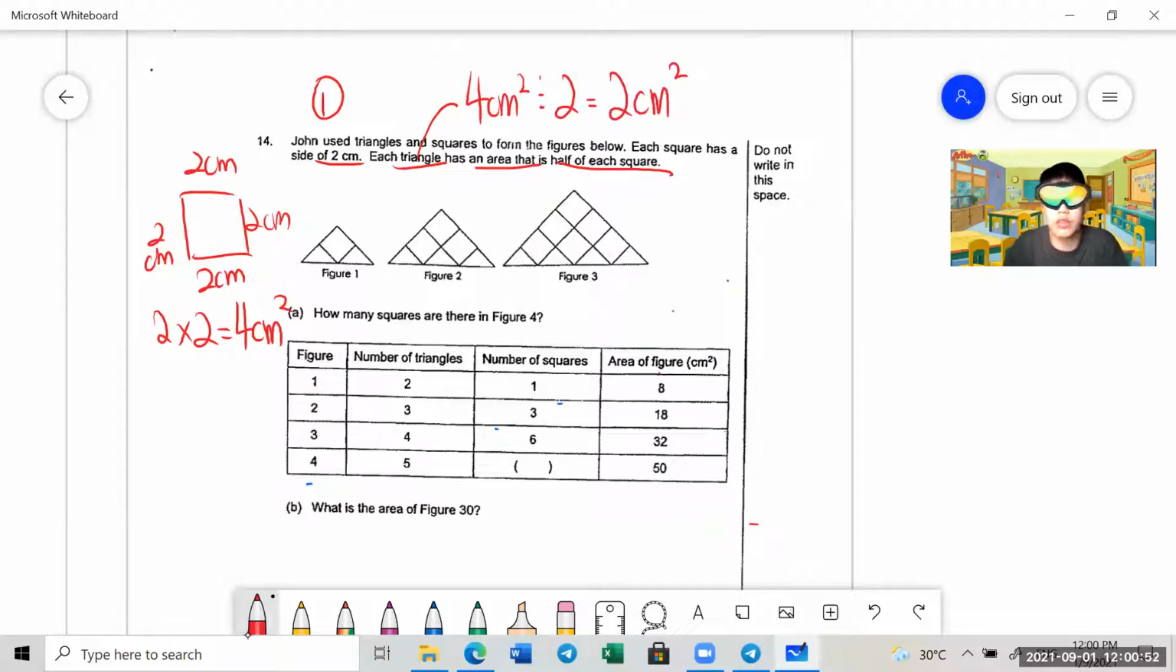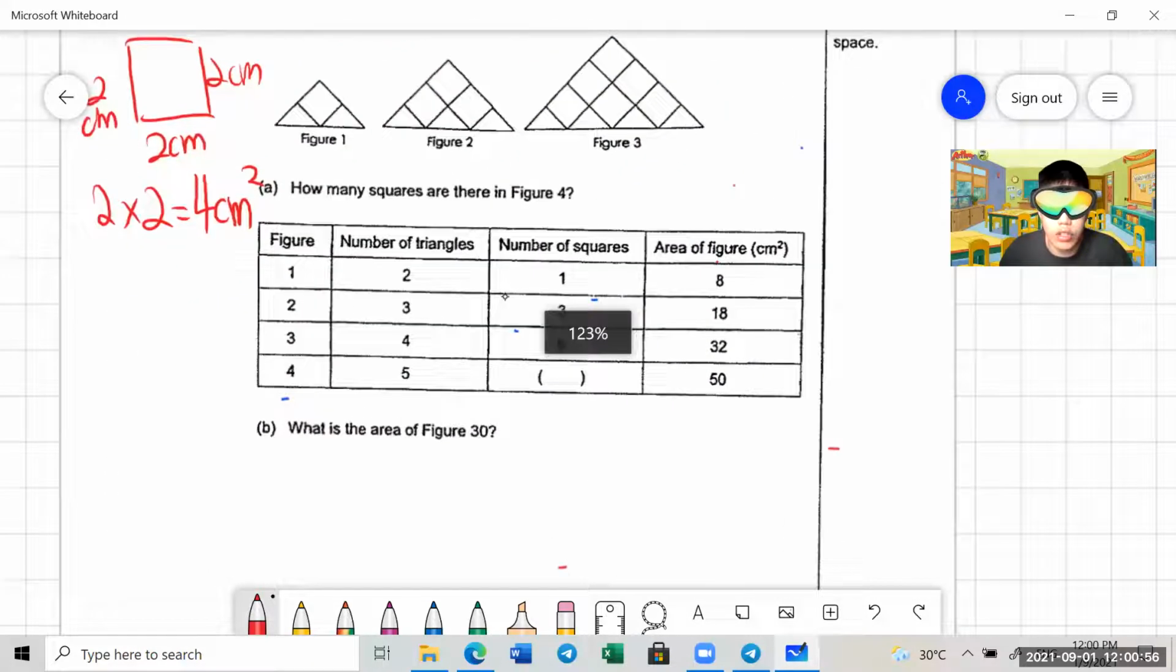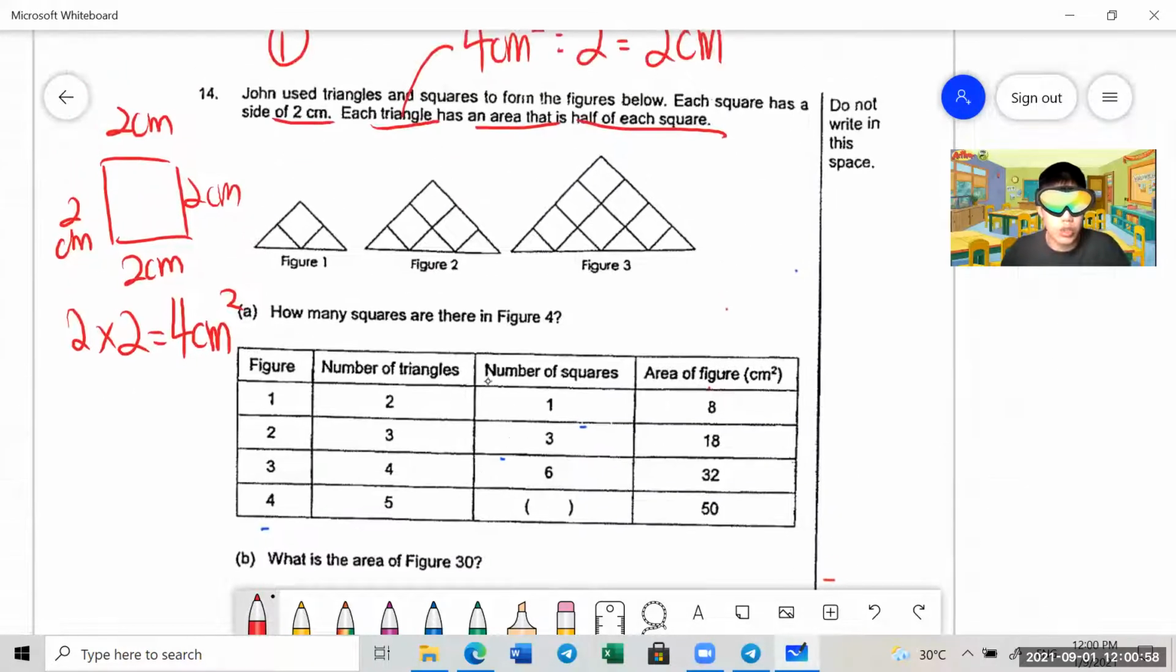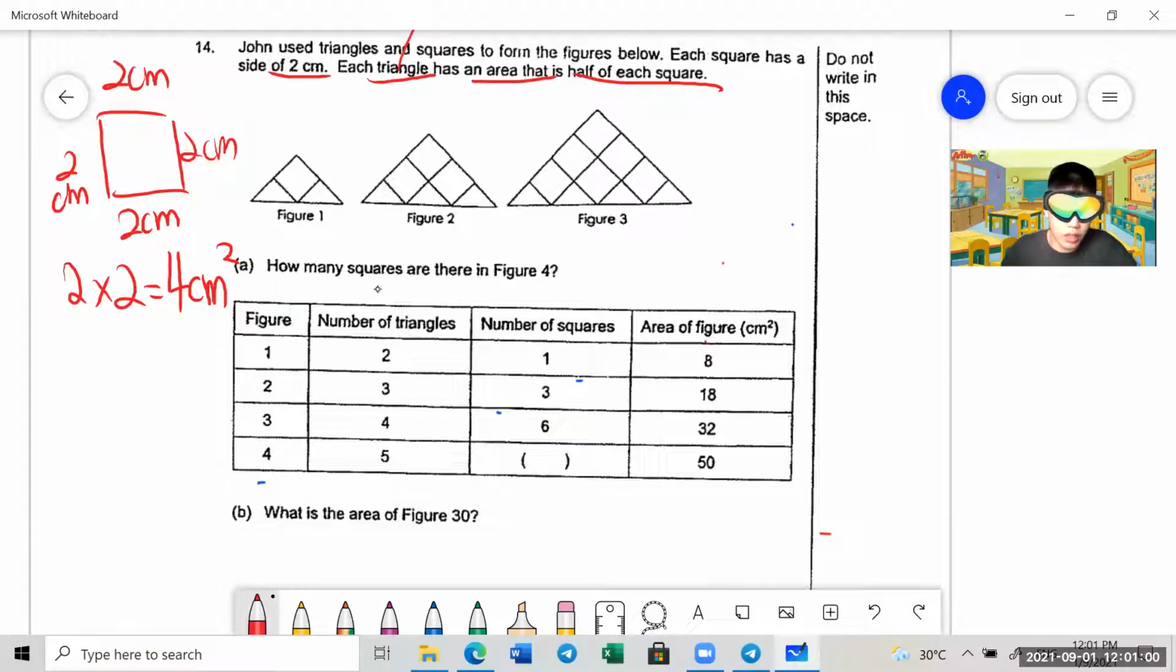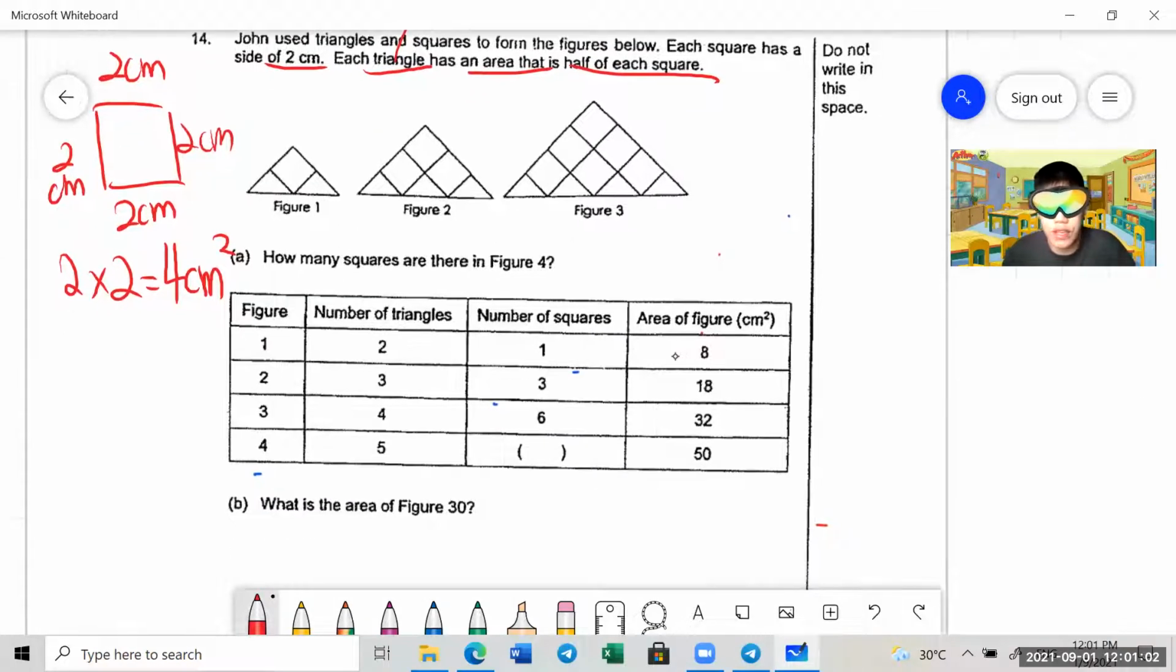Okay, so that's one thing that you need to know. Very important. Now I continue to work on this question. In fact, continue to look at question A. How many squares are there in figure 4?